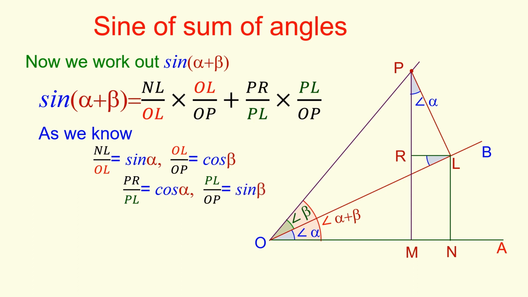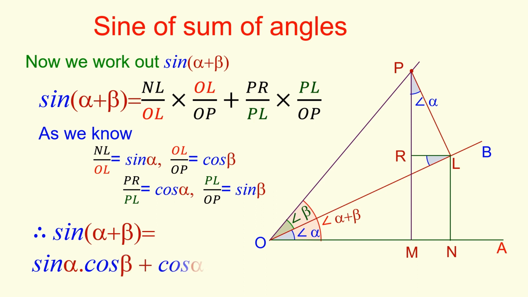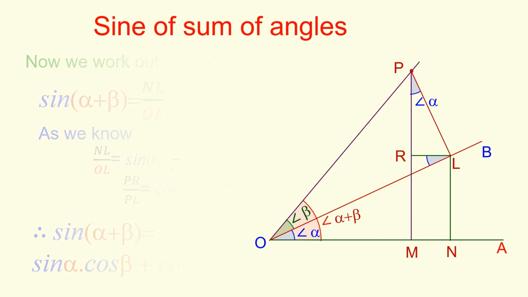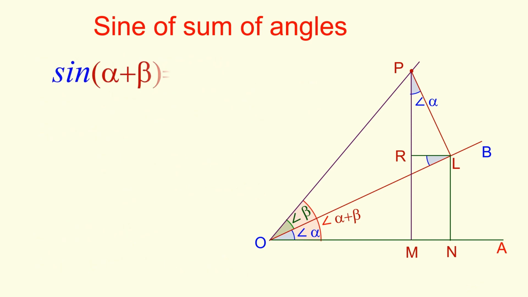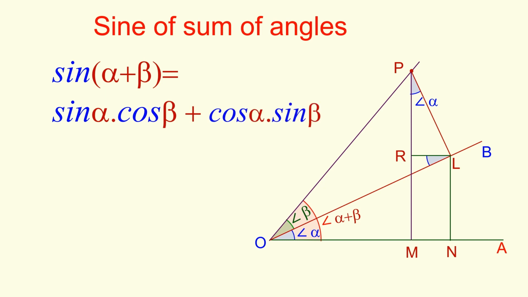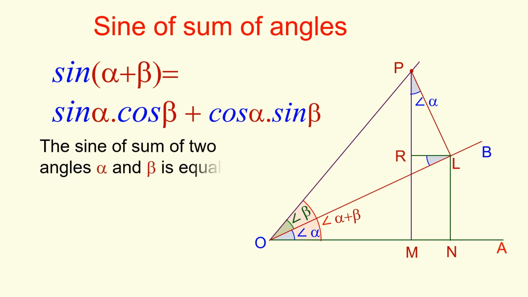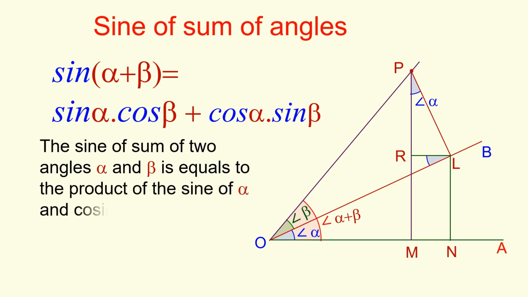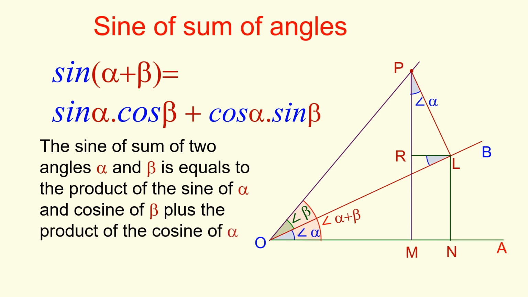As we know, NL divided by OL equals sine alpha. OL divided by OP equals cos beta. PR divided by PL equals cos alpha. PL divided by OP equals sine beta. Therefore, the sine alpha plus beta equals sine alpha cos beta plus cos alpha sine beta. The sine of sum of two angles alpha and beta is equal to the product of the sine of alpha and cosine of beta plus the product of the cosine of alpha and sine of beta.